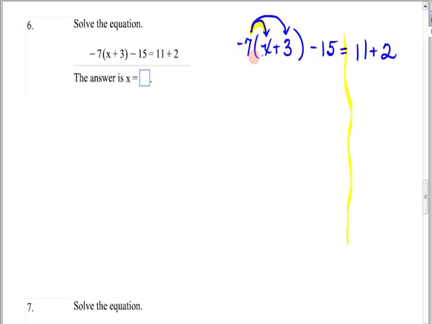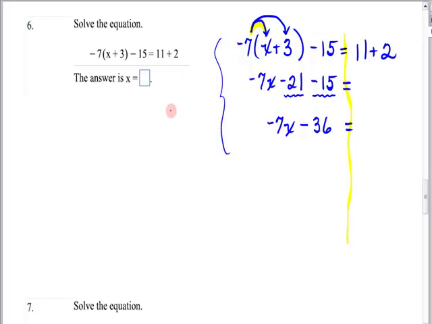Distributive property. Negative 7 times x is negative 7x. Negative 7 times 3 is negative 21. Write down the minus 15. Now, I'm just going to finish simplifying the left-hand side for just a minute. I have a constant and another constant. They're both negatives. So I'm going to keep the negative 7x, negative and negative, add them up for negative 36. It took me 2 steps to simplify.